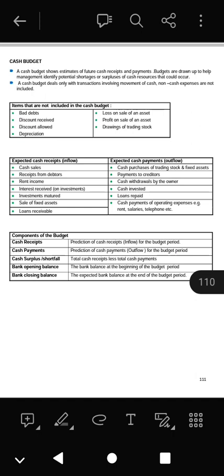Remember, a cash budget is a forecast. It is a plan of what you expect to happen in the future. Okay, so a cash budget shows estimates of future cash receipts and payments. Budgets are drawn up to help management identify potential shortages or surpluses of cash resources that could occur.